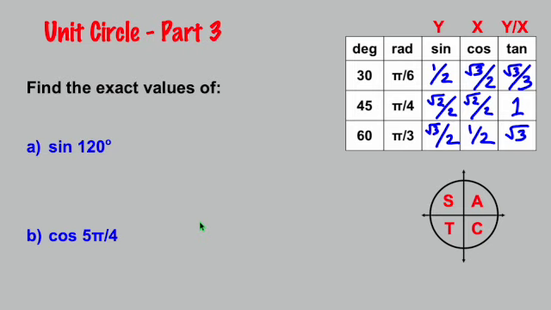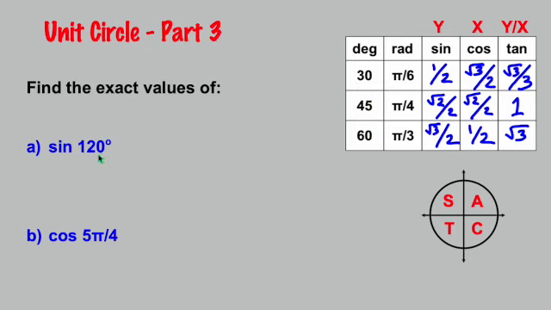So let's go ahead right now and just dive right into this. First thing we're going to do is find the exact value of, in this case, sine at 120 degrees. And you'll notice here on our chart, we don't have 120 degrees. We actually have 30 and 45 and 60. So what we're going to need to do is this.